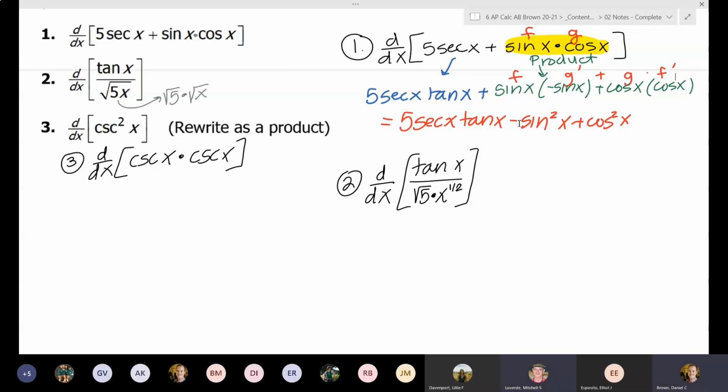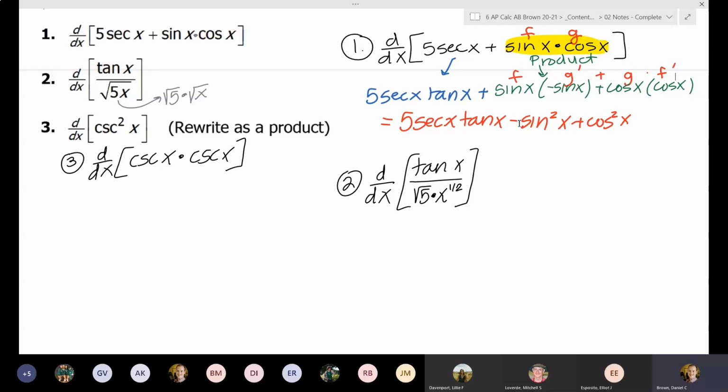Okay, cool. So like an equivalent answer for number 1 would have been like 5 secant x tangent of x plus cosine squared minus sine squared. Like that would be an equivalent answer. Where order does matter though is like in number 2 where you have to do the quotient rule.